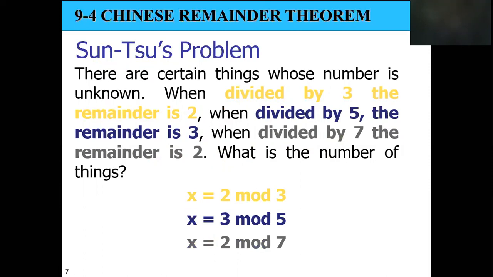If you can look over here, x must be congruent. Here I've written equal, but it must be congruent. x is congruent to 2 mod 3, x is congruent to 3 mod 5, and x is congruent to 2 mod 7. So in that case, the remainder is 2 when divided by 7, the remainder is 3 if divided by 5, and the remainder is 2 if divided by 3.